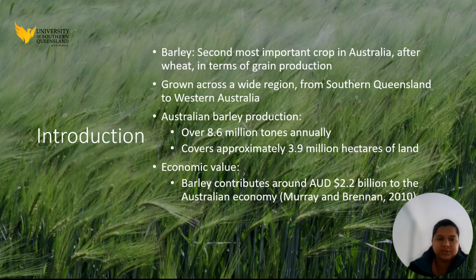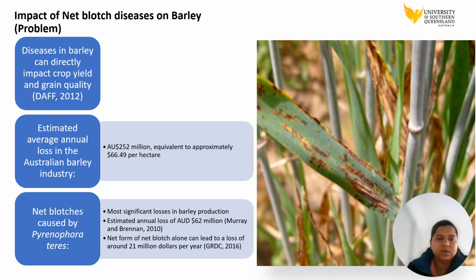Now let's talk about the introduction. As you all know, barley is the second most important crop in Australia after wheat in terms of grain production, and it is grown across a wide region from southern Queensland to Western Australia. Over 8.6 million tons of barley is produced annually in Australia, which covers around 3.9 million hectares of land, and it has huge economic value, contributing around 2.2 billion Australian dollars to the Australian economy. Now let's talk about the problem caused by net blotch diseases on barley.